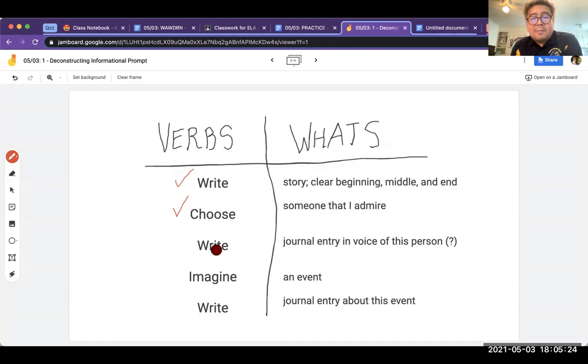Did I write a journal entry in the voice of Lil Nas X? Yes. Did I imagine an event that Lil Nas X participated in? Yes. And did I write a journal entry about this event? Yes, yes, yes. So you write your response to the prompt with your T-chart, and at the end of it all, you check your T-chart to make sure you answered everything. Okay? This is how you get points.